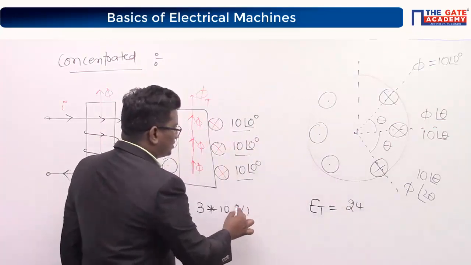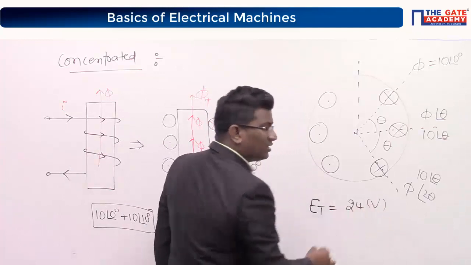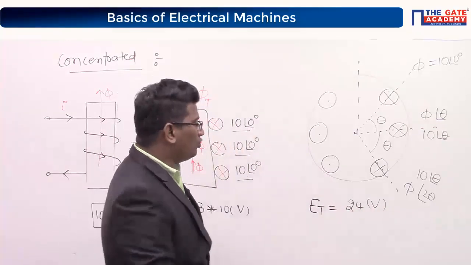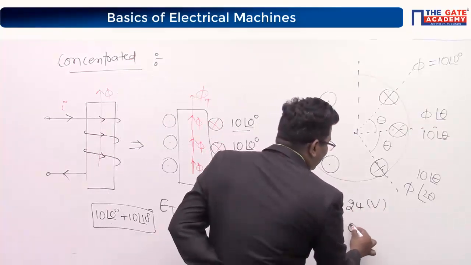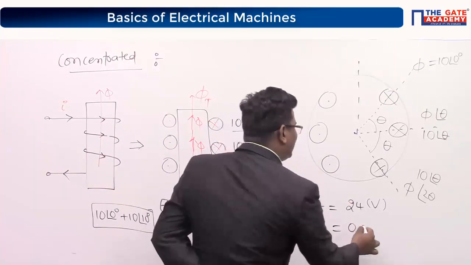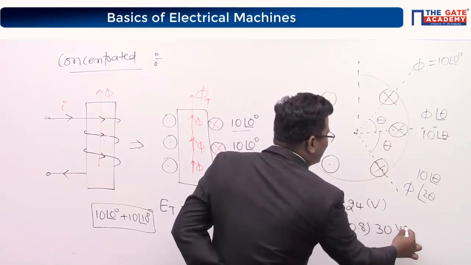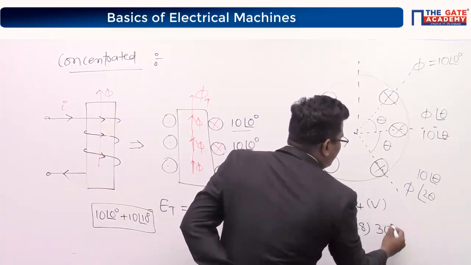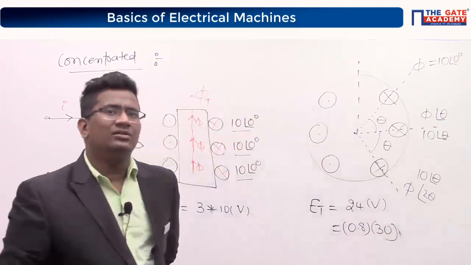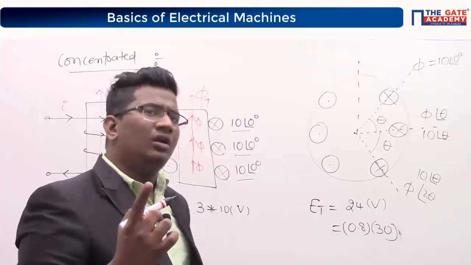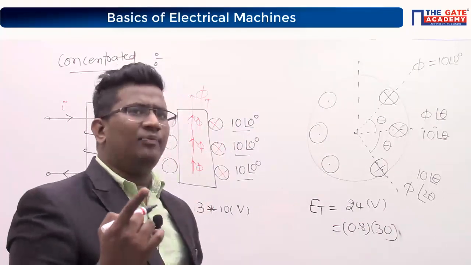This is 30 volts. This is 24 volts. Can I say that, 24 volts? How to write this 24? Can I write 0.8 into 30 volts? Can I write like that? 0.8 into 30. Any doubts? The 24, I want to write 0.8 into 30.